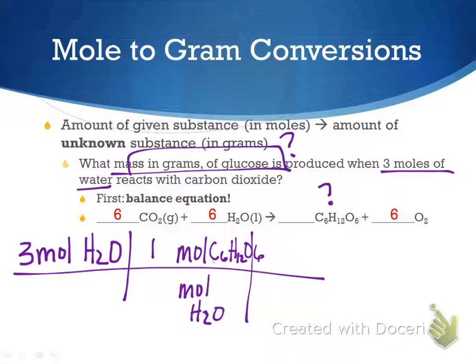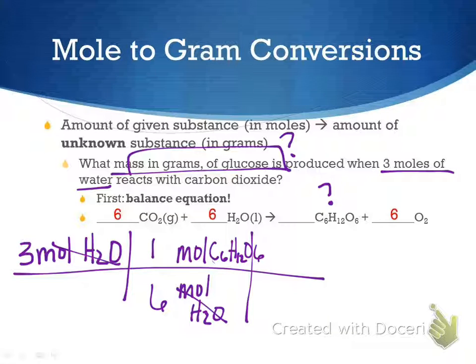C6H12O6. Okay, so that's going to make our mole ratio different. So 1 mole of glucose to how many moles of water? 6. Okay, there we go. That's what I was looking for. Does that make more sense? Okay, good. So now I've canceled moles of water. I'm done with that. I'm left in moles of glucose.